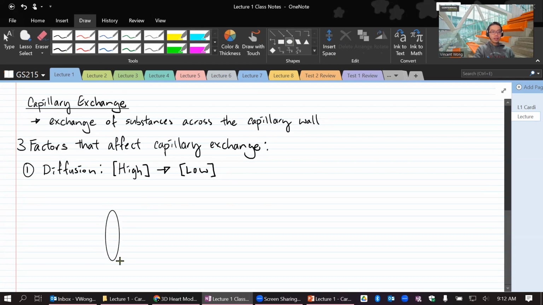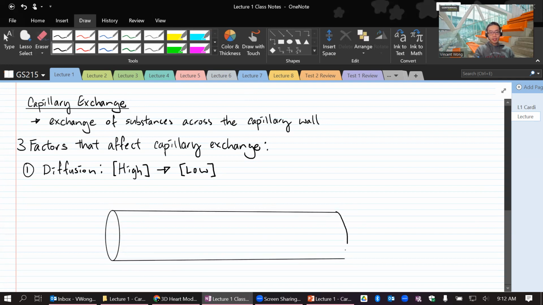So let's say we have a blood vessel right here. There's a blood vessel, and this is a capillary. On one side, it will be connected to the arteriole. So this is the arterial side. And then on the other side, it's going to be connected to a venule. We would call this the venous side.